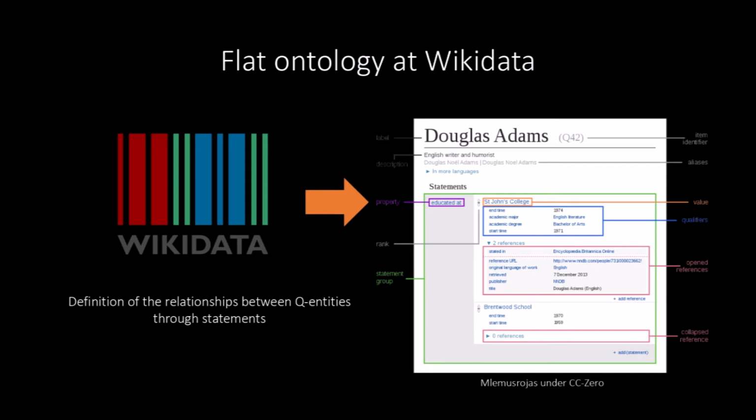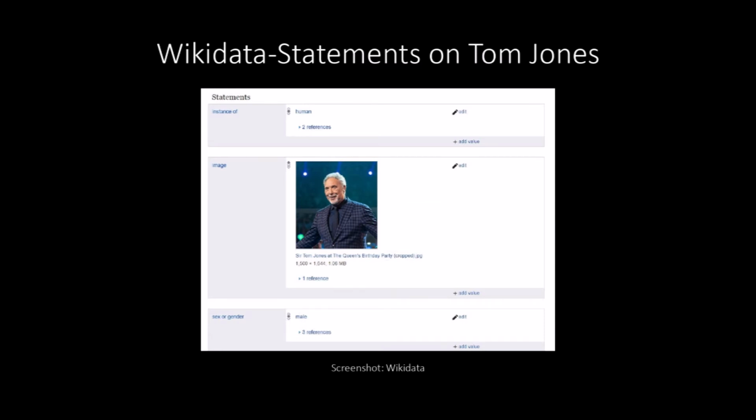Wikidata follows a dynamic approach in this regard. The ontology here is very flat. That means that properties are structured just by a list of normative P identifiers, just as the Q identifiers we've seen with the entities. For example, the identifier P69 stands for the property educated at. In the example of Tom Jones, we see at the beginning of his datasheet that he is an instance of a human, that he can be seen in this specified image file, and that he is classified as a male in terms of gender.